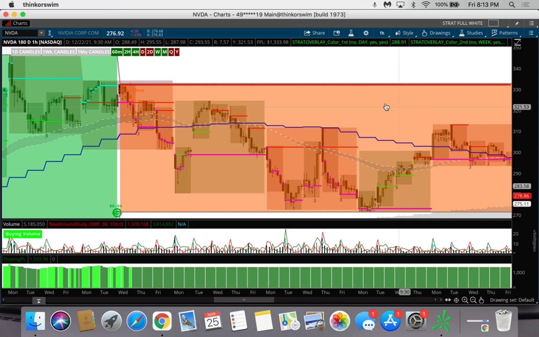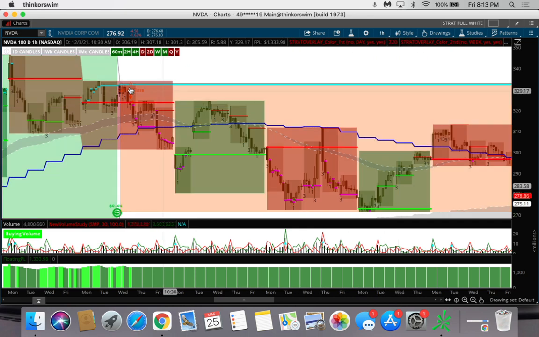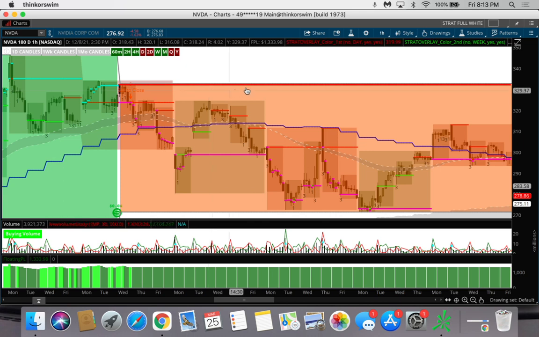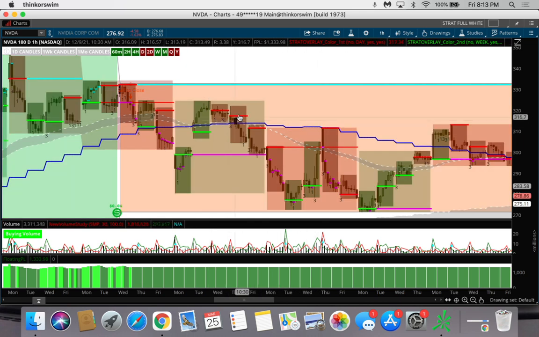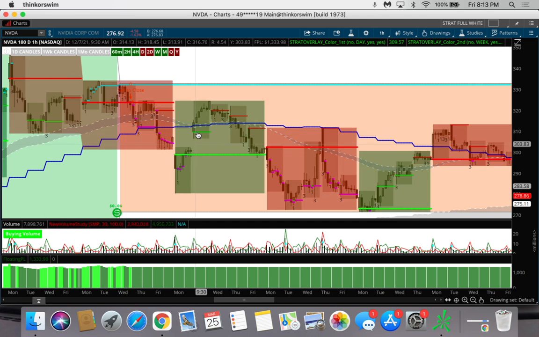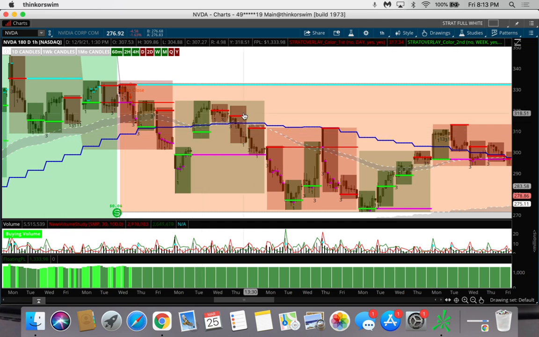Okay. So when this month opened, right there. See that red line? That's the open for that month. Each one of those time frames has a red or a green line. That's the open for that time frame.